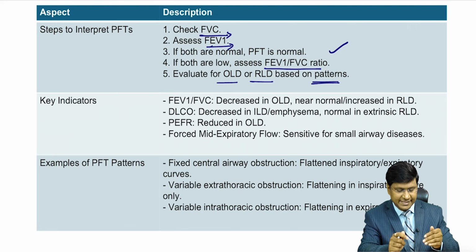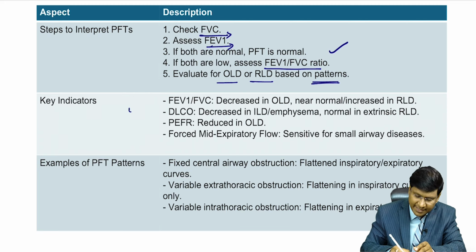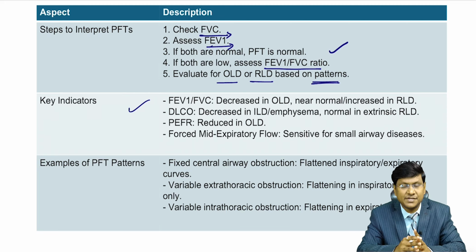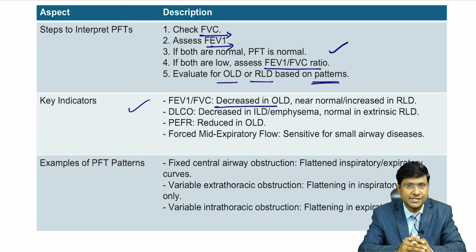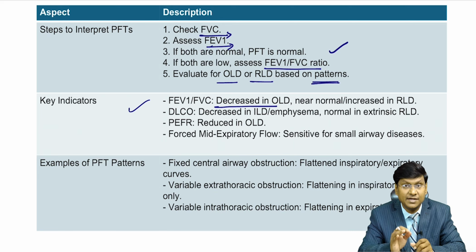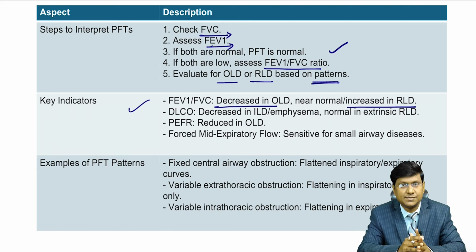So these are the steps to interpret the pulmonary function test. And what are the key indicators? The key indicators, as I have said, are FEV1 by FVC, which is decreased in obstructive lung disease, whereas it is near normal or increased in restrictive lung disease.